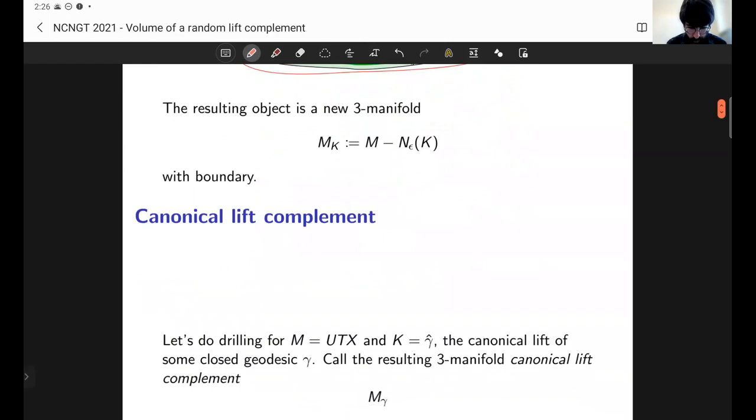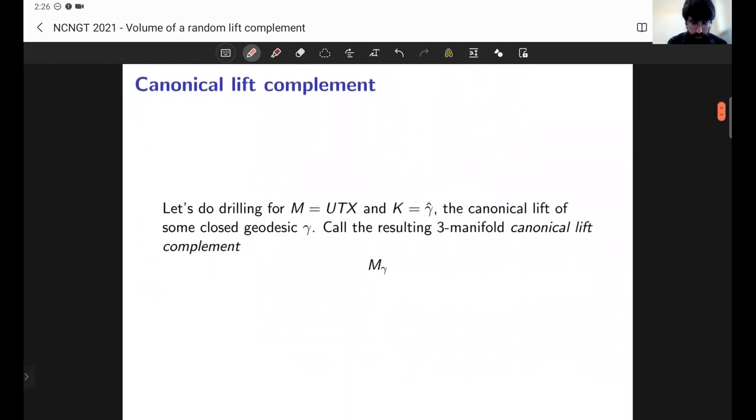And again, if I specialize to the case of the three manifold being the unit tangent bundle and the knot in question being the canonical lift of some closed geodesic gamma, I'm going to call the resulting three manifold obtained by drilling the canonical lift complement. And I'm going to be denoting it by M sub gamma. Okay? So in this notation, I'm kind of hiding the fact that I'm not dealing with gamma anymore. I'm dealing with its canonical lift.